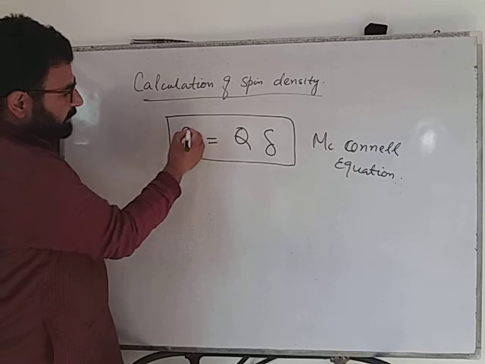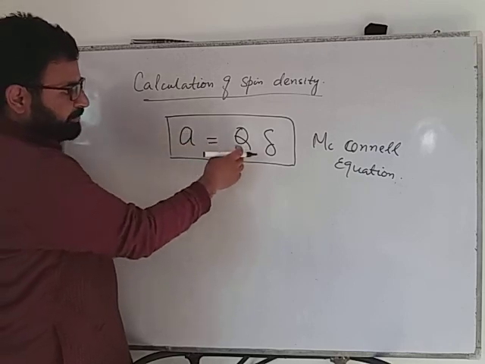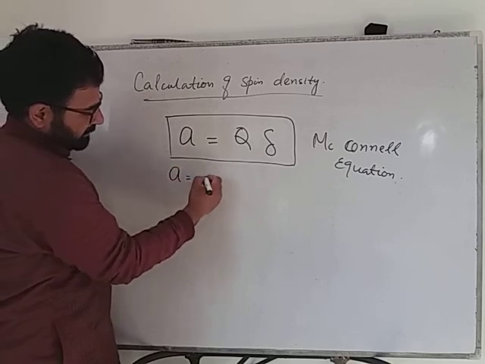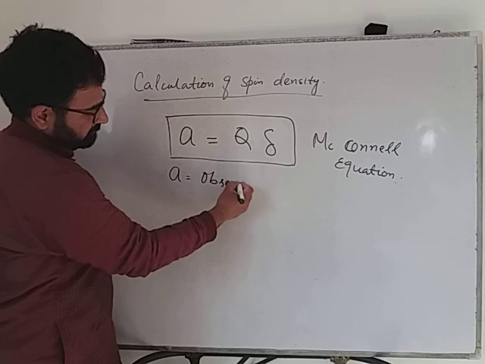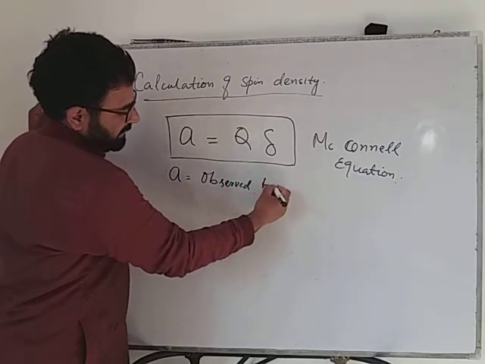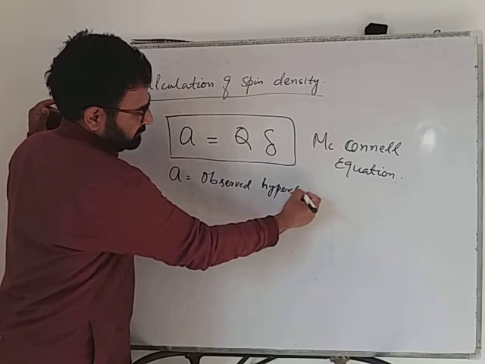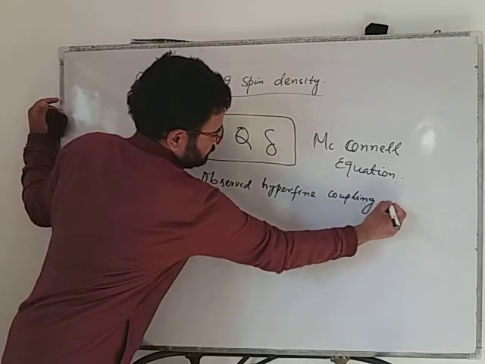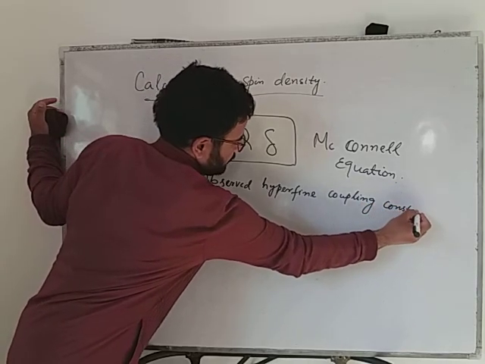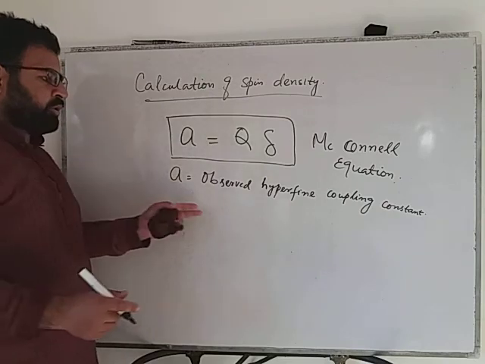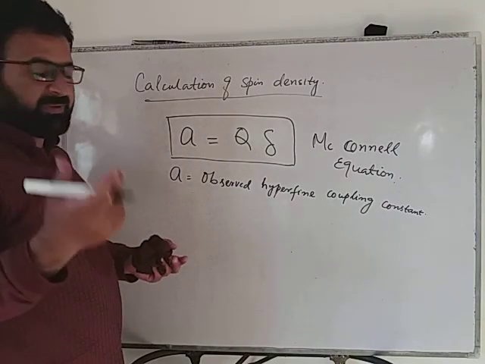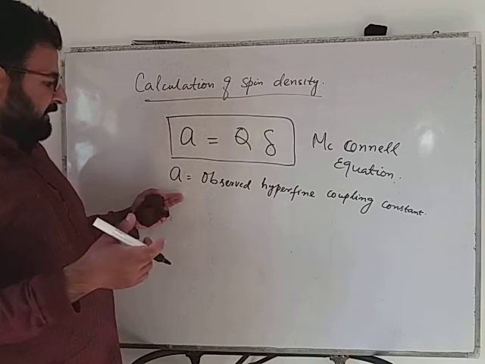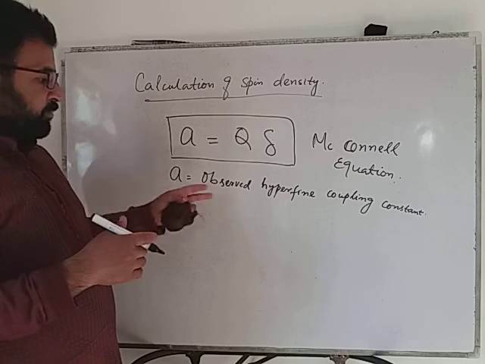So here there are three terms: A, Q, and delta. A is the observed hyperfine coupling constant. It is the hyperfine coupling constant which we get experimentally, when we calculate it in a system. The experimental value that is given by this A, that is the observed value.